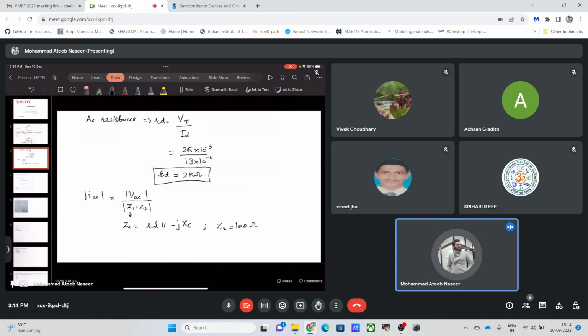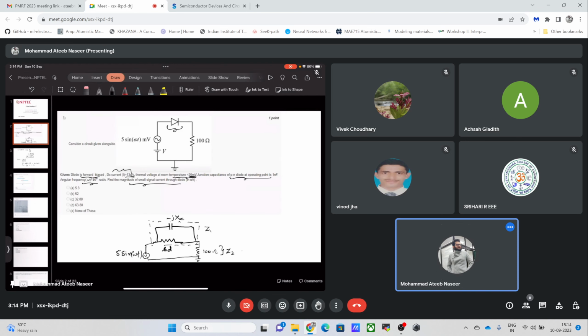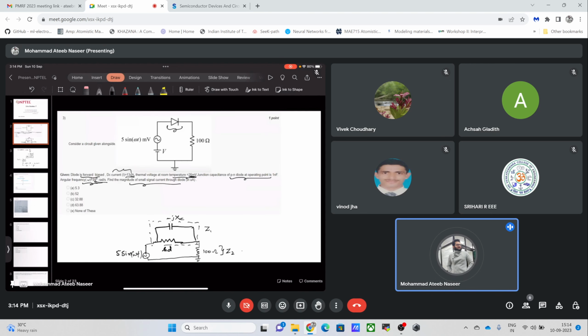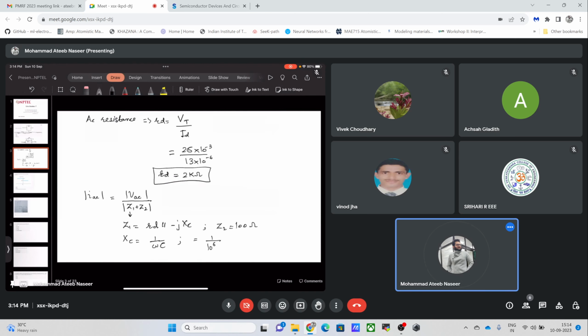We know the reactance of the capacitance is given by 1 by omega C simply. So XC is equal to 1 by omega C. Omega is equal to 10 to the power of 6, and the capacitance we have been given is 1 nanofarad, so it is 10 to the power of minus 9. So this XC will come out to be equal to 10 to the power of 3.